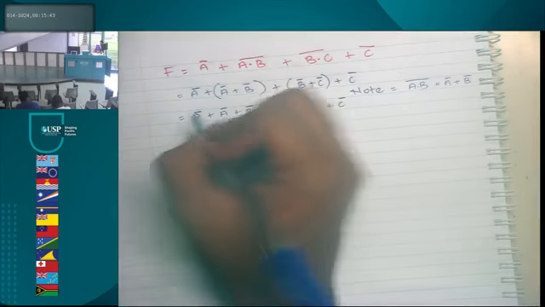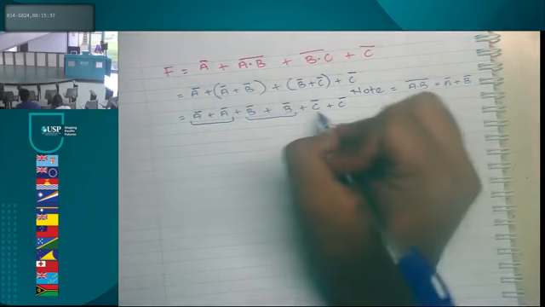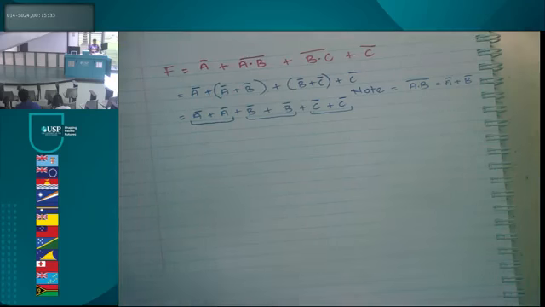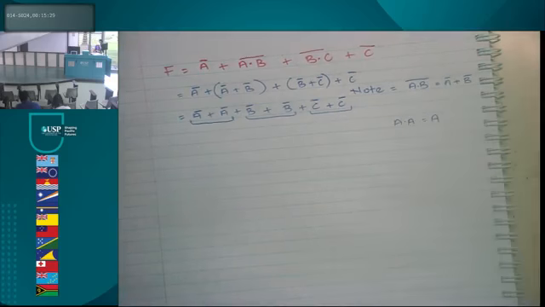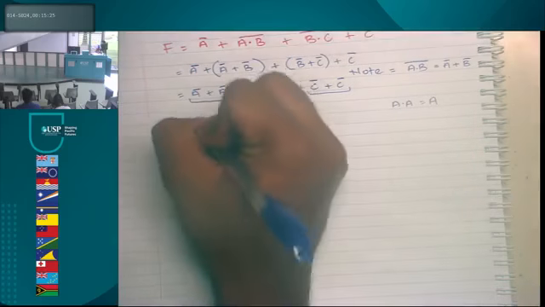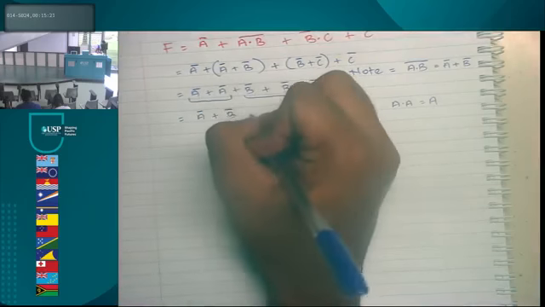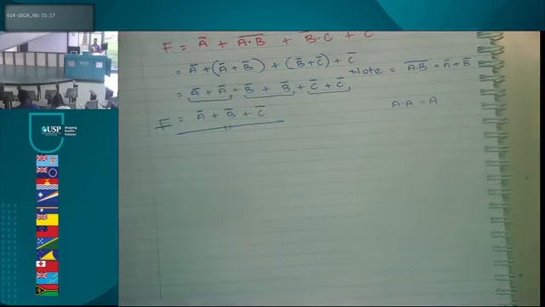Now it's much simpler. You can see an element here, an element here, and an element also here. So A is A, that's the element. So this will basically be B bar, C bar. That's the answer. Okay?